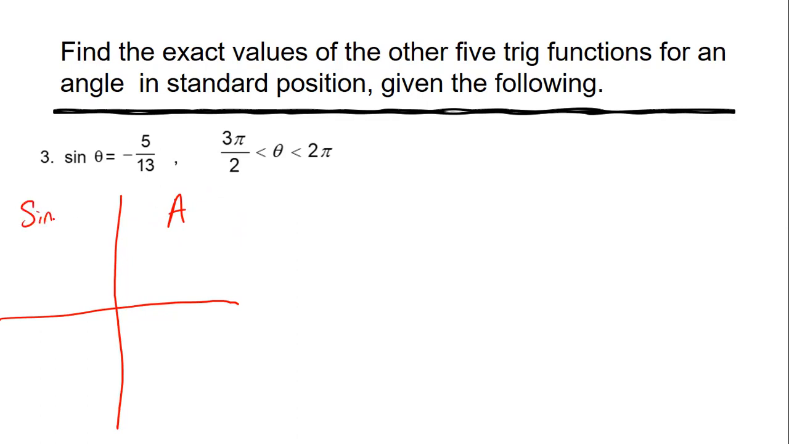Only sine and cosecant are positive in quadrant 2. Only tan and cotangent are positive in quadrant 3. And only cosine and secant are positive in quadrant 4. So if I draw an angle and it falls in the given quadrant, I now know what should be negative and what should be positive.